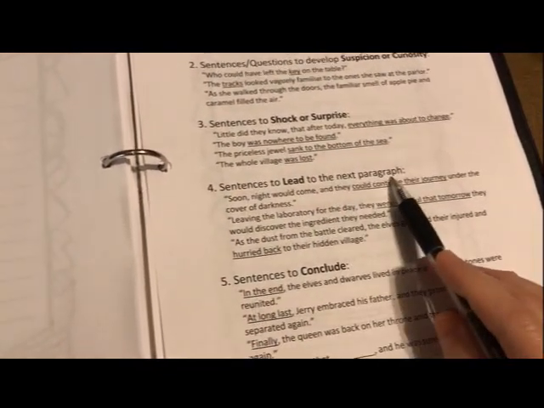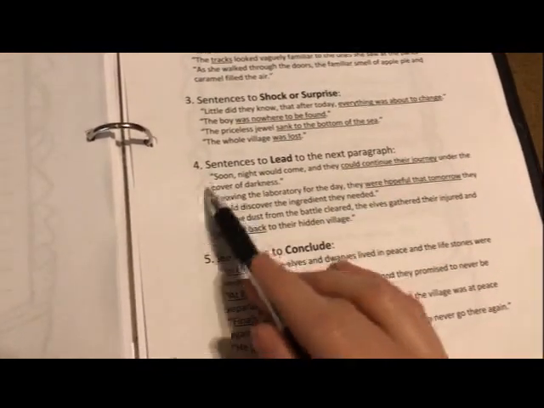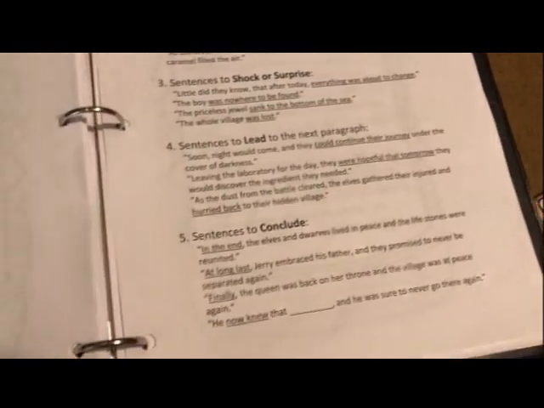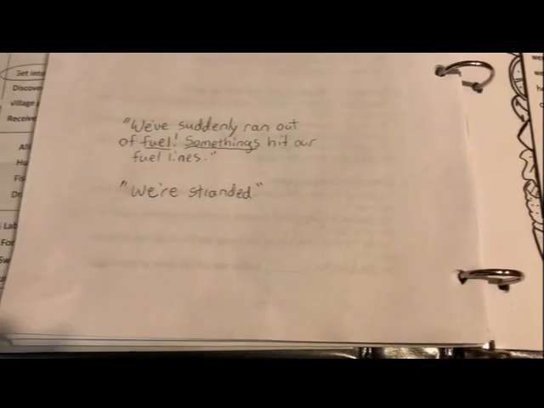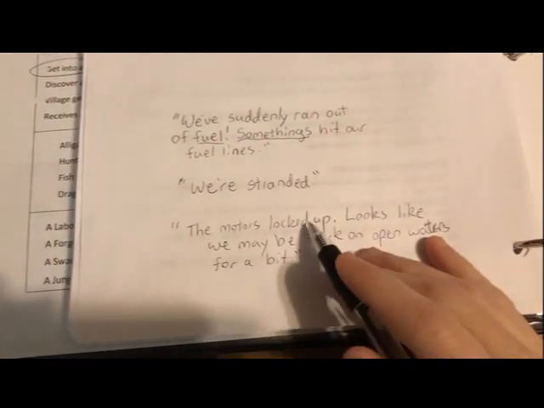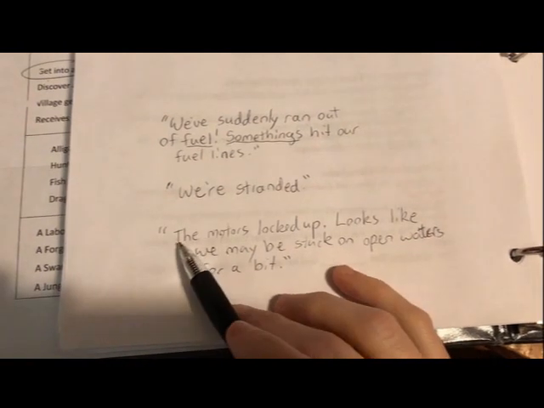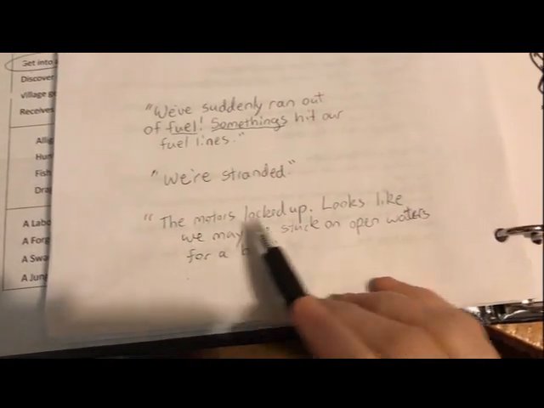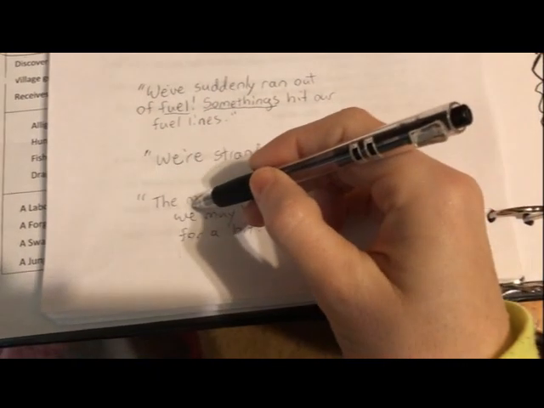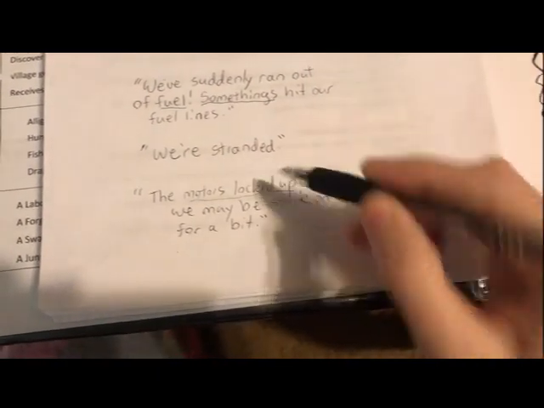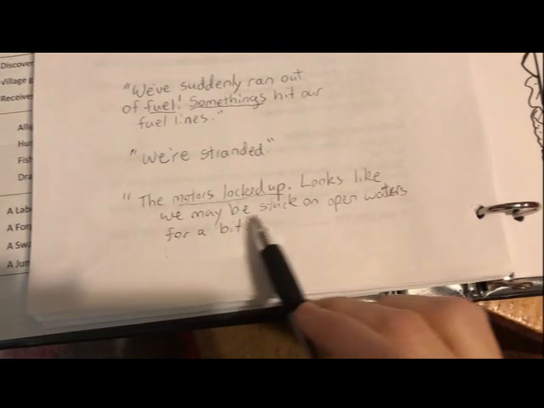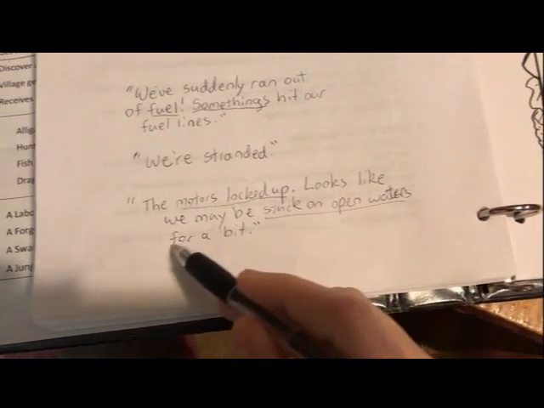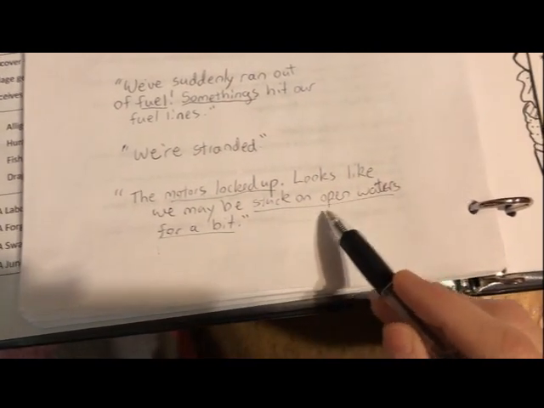Sentences to lead to the next paragraph. So remember, this one takes what's happening now and then gives you what's about to happen too. And so here's an example. I wrote it already. Ta-da! The motor's locked up. Maybe the captain says that. The motor's locked up. This tells you what's happening now. That's why they're stopped. And it looks like we may be stuck on open waters for a bit. So they're going to be stuck on the open waters for a bit. This is what's going to happen in the next paragraph.